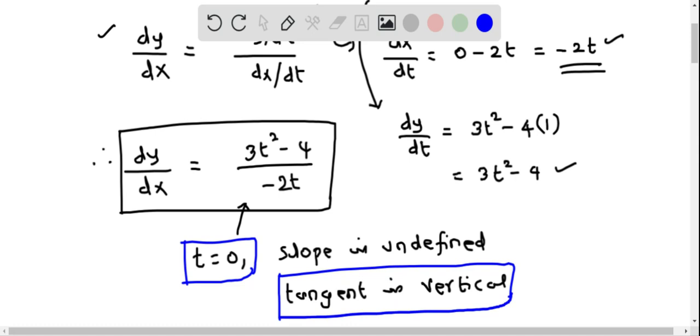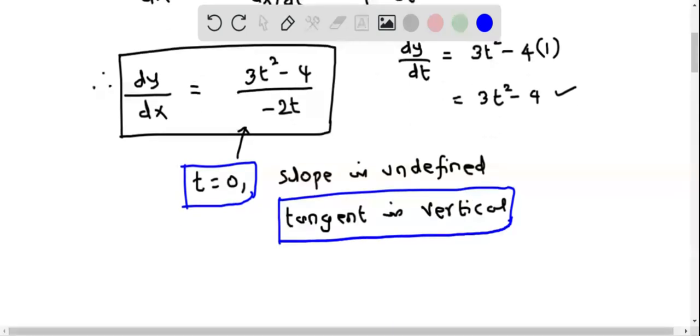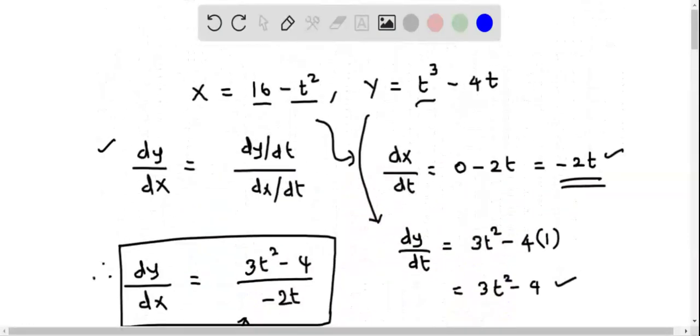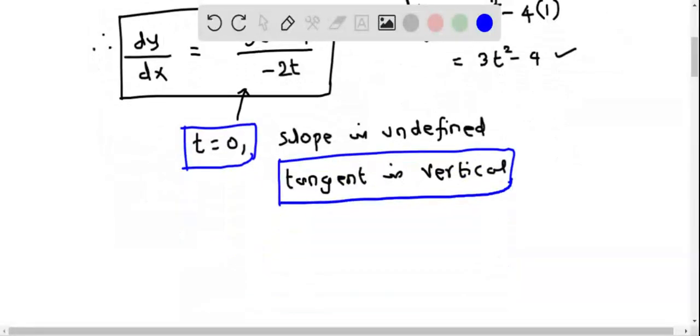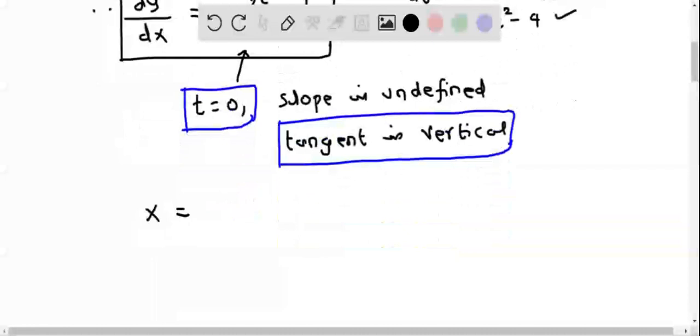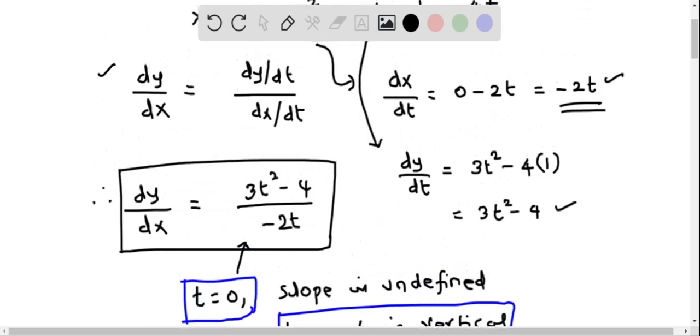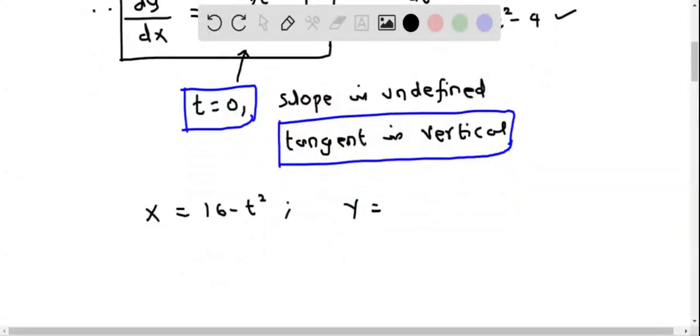And so we can find the point where the tangent is vertical by plugging t equal to 0 into the parametric equations of the curve. So first let me copy the parametric equations. We have x equals 16 minus t squared, and y equals t cubed minus 4t. So we plug in t equal to 0 into both the equations.